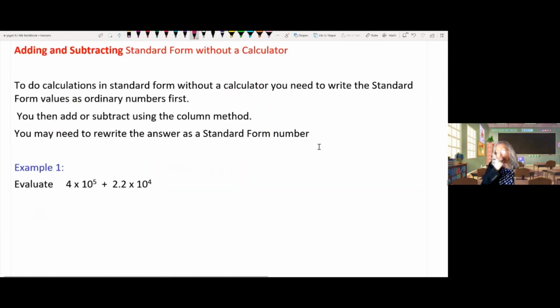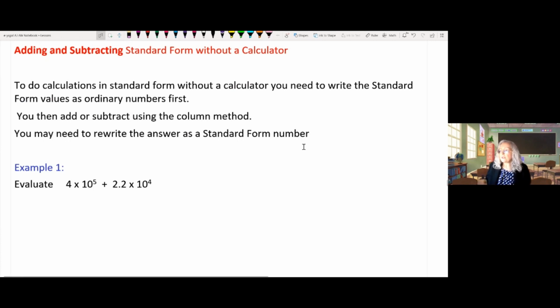But the other thing that you might need to do without a calculator is you might need to add or subtract. Now, in order to add or subtract, with these ones, you do need to change them into ordinary numbers first. So the rule for adding and subtracting is just change them back into ordinary numbers, add or subtract using the column method, and then you may well need to rewrite your answer in standard form. Quite often the question will ask you to do that.